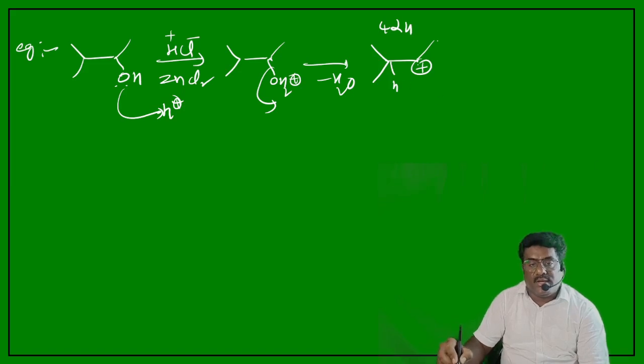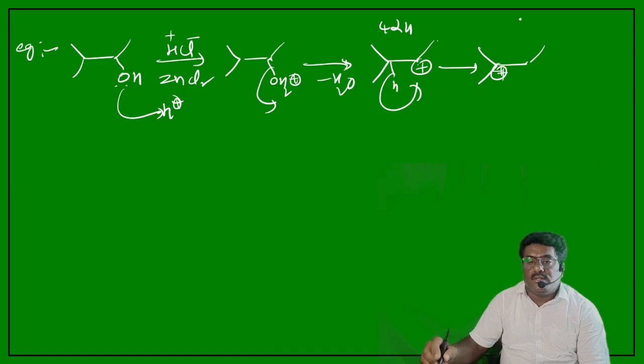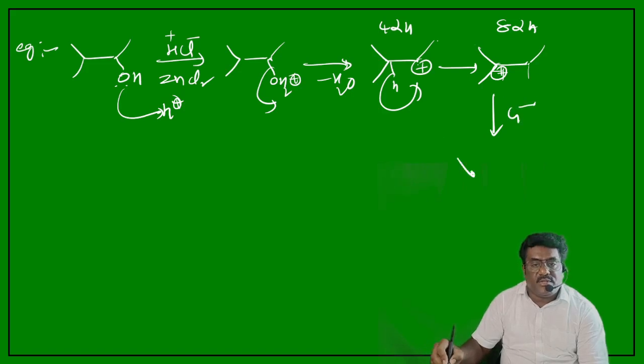What is possible? Rearrangement is possible. Hydride shift forms this carbocation, a tertiary carbocation. How many alpha hydrogens? It has 3 plus 3, 6, and it has 2, so 8 alpha hydrogens. The product is formed through the more stable carbocation. In presence of Cl minus, it forms this product.